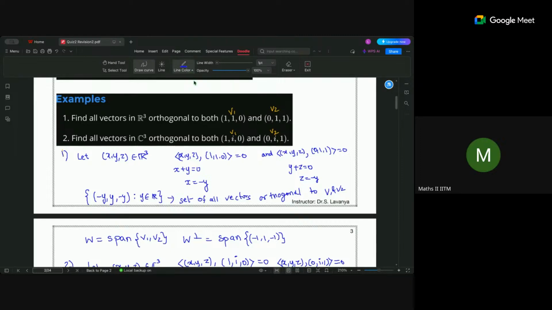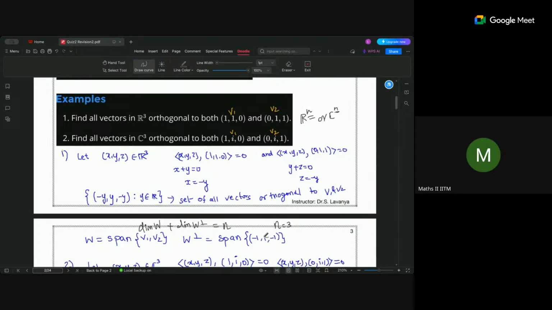See, notice one thing, that here dimension of W plus dimension of W perp is n, if it is Rn or Cn. So in our case, what is n? In our case n is 3. Since dimension of W is 2, you have two linearly independent vectors. You see the dimension of W perp is 1.